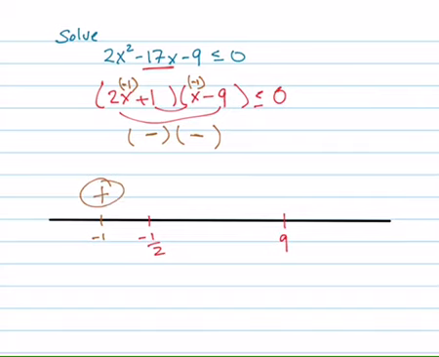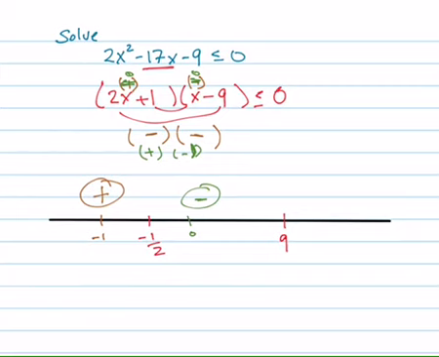In this next region, let's pick 0 as our test point. So when I plug in 0 right here and 0 right here, I get a positive, because that's a positive 1, and a negative. A positive times a negative is a negative. So in this region, it's a negative.